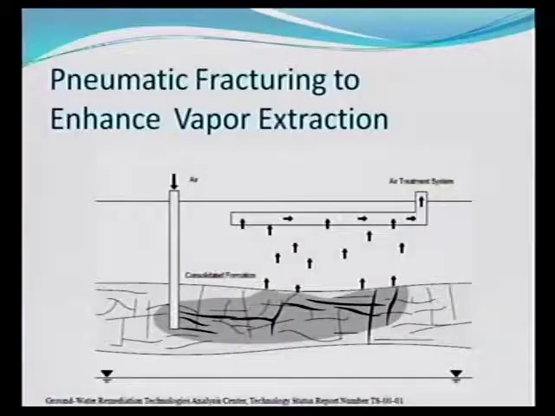And again, this is an illustration of how this might work in a vadose zone. So you're injecting air this time, and you're doing the same thing. You're creating a pressure inside the fracture, and that's overcoming the confining stress, and it cracks, and that allows you to get more air through here to circulate the volatiles out of the rock.